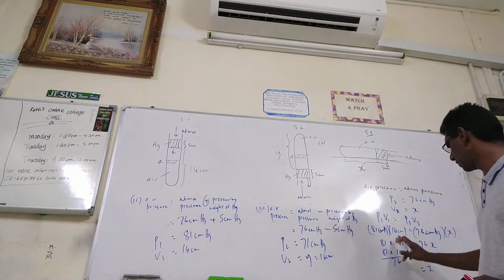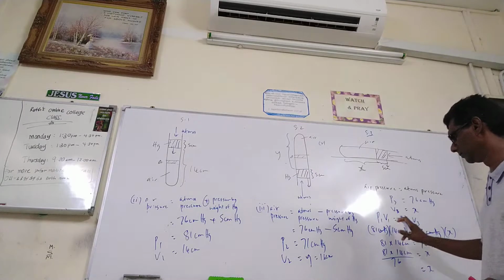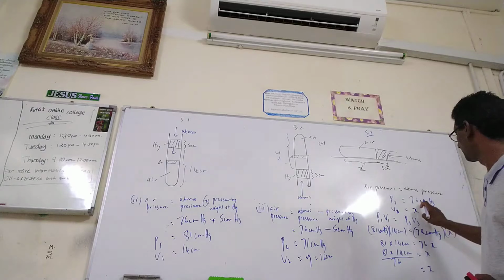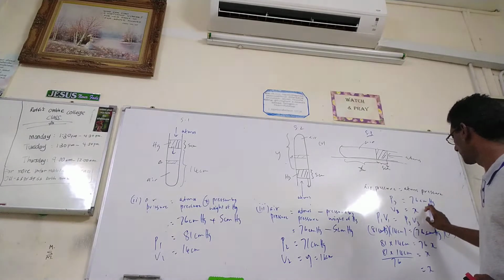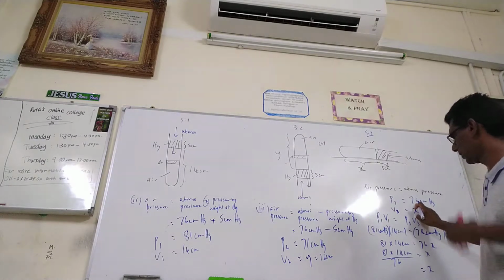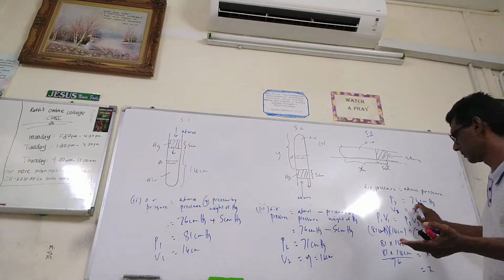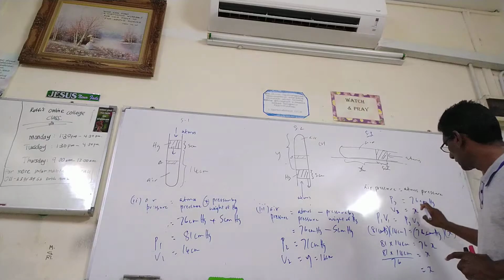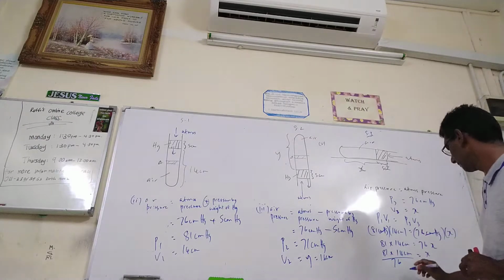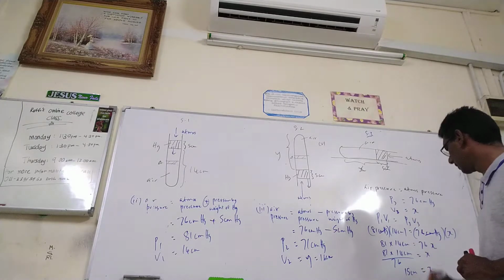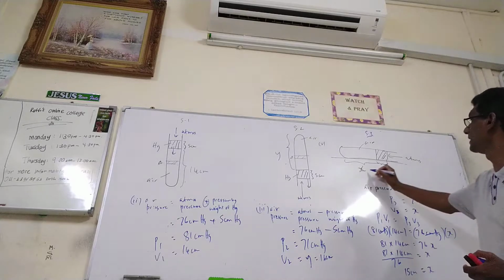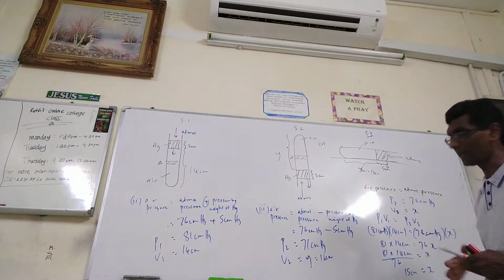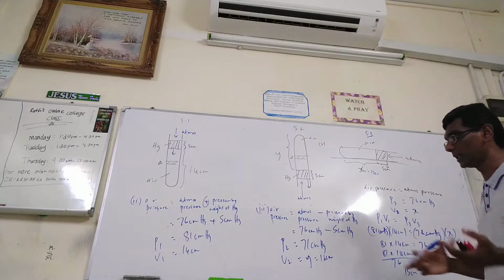15 cm, because the pressure has increased from 71 to 76. Pressure decrease, volume increase. Pressure increase, volume decrease. So it is 15 cm. X equals 15 cm. That's okay.